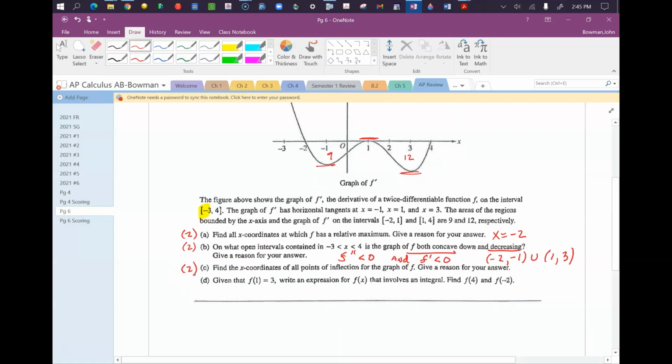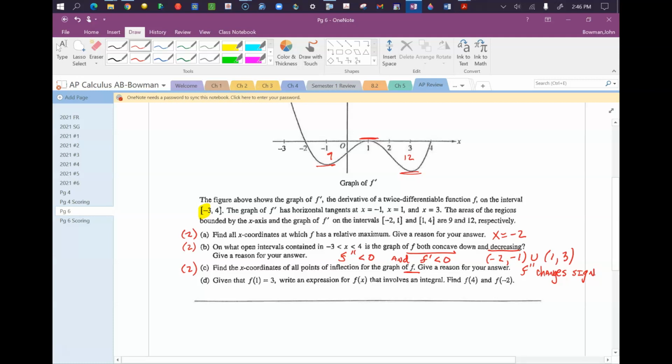It says, find the x-coordinates of all points of inflection for the graph of f. Give a reason for your answer. Inflection points are where the second derivative of a function changes sign. So for the graph of f, we need f double prime to change sign. But we do not have a graph of f double prime. What we have a graph of is f prime. So f double prime changes signs when f prime changes from decreasing to increasing or increasing to decreasing.